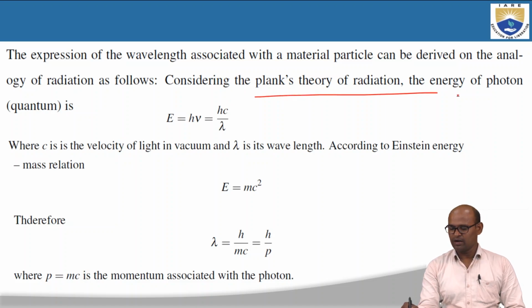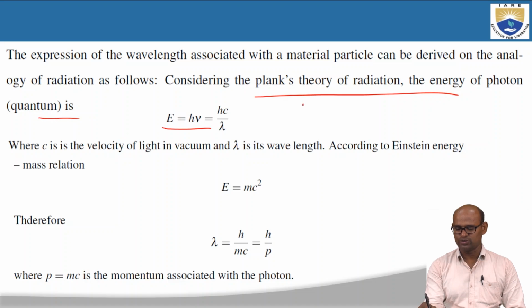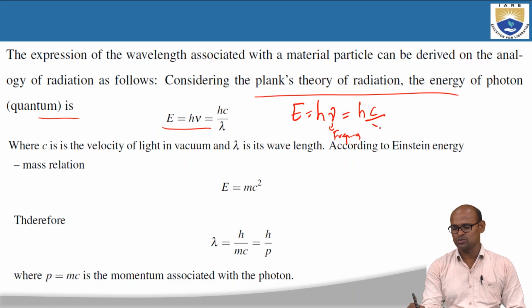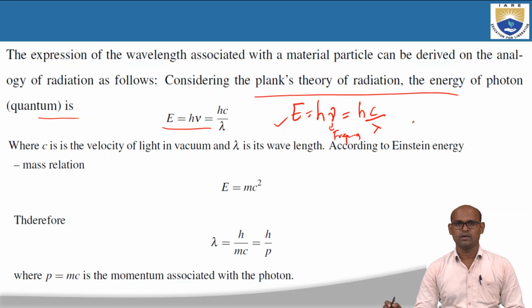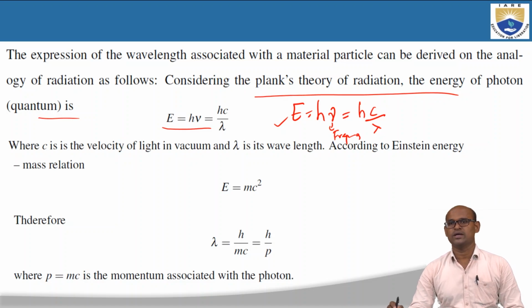Considering Planck's theory of radiation, the energy of a photon is given as E is equal to h nu, where nu is frequency. I can write frequency in terms of wavelength lambda, so that is hc by lambda. So the energy of a photon is hc by lambda, where c is the velocity of light and lambda is the wavelength.